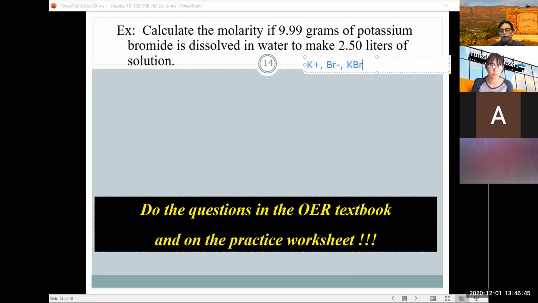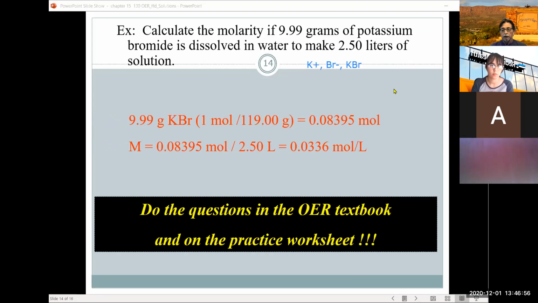Okay, now I can find the molar mass for KBr by determining the atomic weights of potassium and bromine, and I end up with 119 grams. So the molar mass is 119 grams per mole. I write it with moles in the numerator. Why? Because I want my grams of potassium bromide to cancel, leaving me with moles.